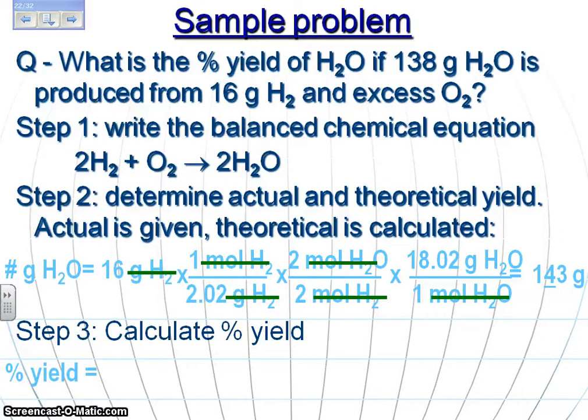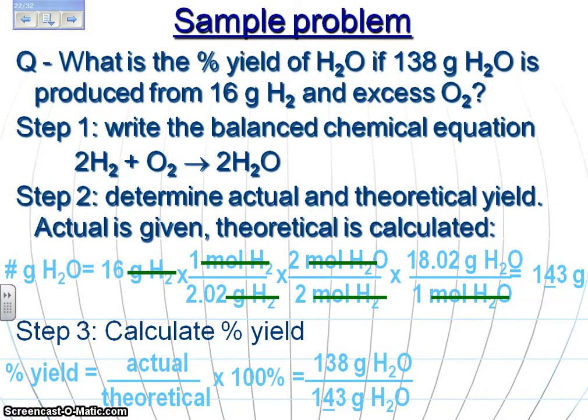Our last step is to calculate percent yield. Our percent yield is going to be our actual yield, which is given, which is 138. We're going to divide that by 140 or 143 grams, multiply it by 100%, and we get 96.7% yield. If we're looking at sig figs, it's 97% yield.